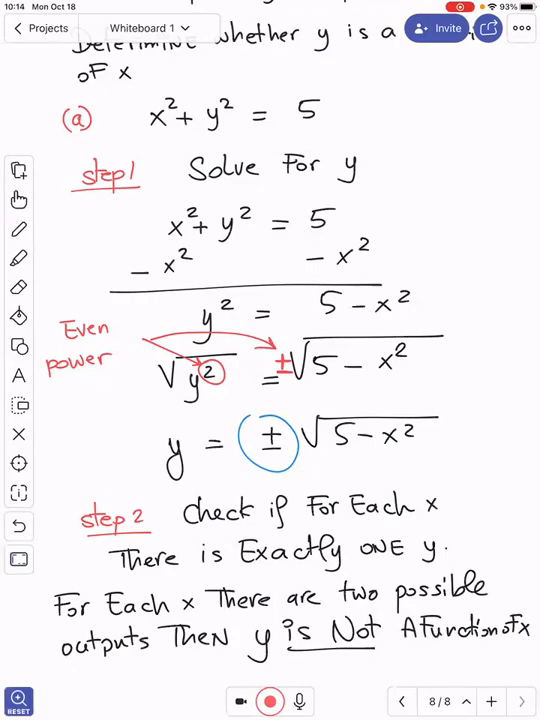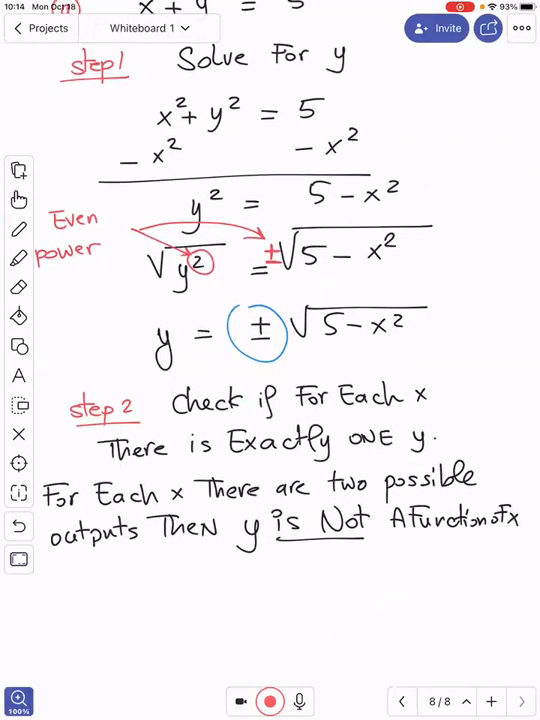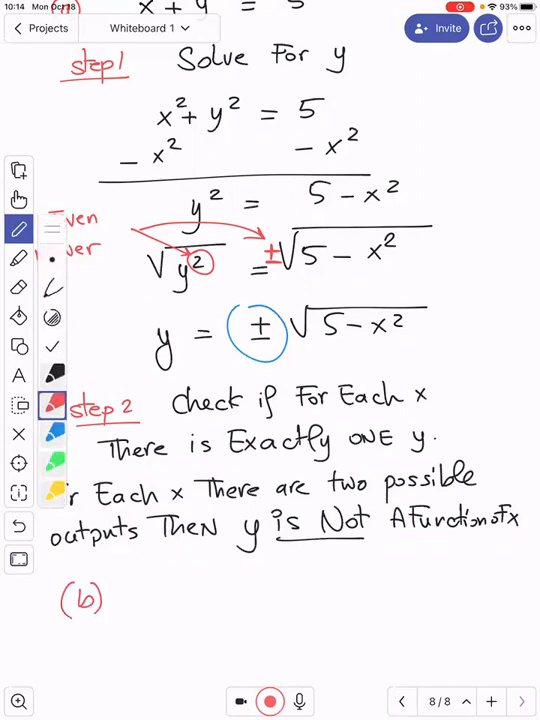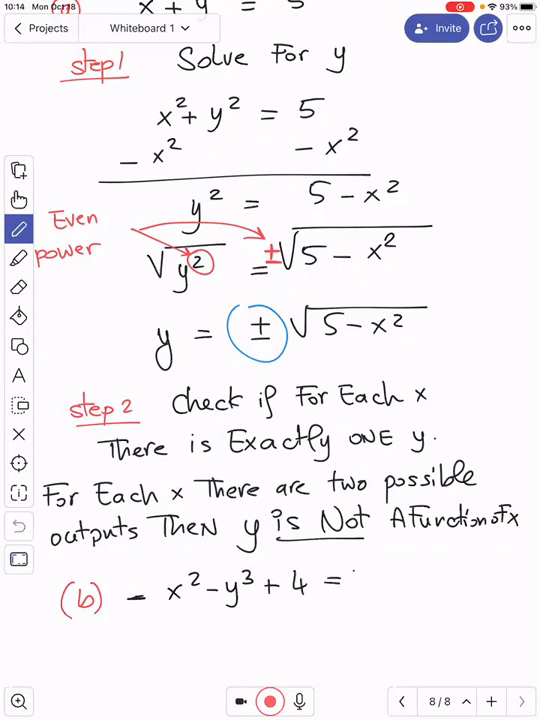So of course, this is different from the B. In B, the power of y is actually odd, right? It's y cubed in B. So let me just say a couple of words about B. In B, we follow the same steps, right? So it's minus x squared, y cubed plus 4 equals 1. So again, as the first step, you're supposed to solve for y.